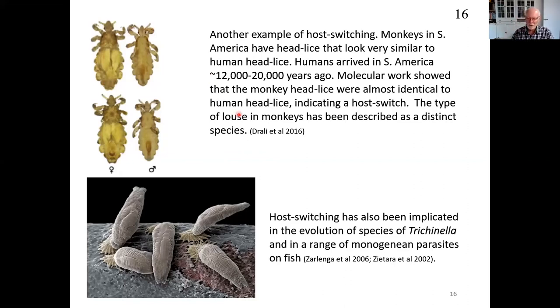And there are many other examples of that. I won't go into much detail, but host switching has been implicated in Trichinella, which you should be familiar with, and also in some parasites of fish. There are 25,000 species of fish in the world. This genus of parasites that lives on the gills of fish has been host-switching for many millions of years, and it now looks as though there is a different species of this parasite on every species of fish, maybe 20,000 different species of these, so very many.